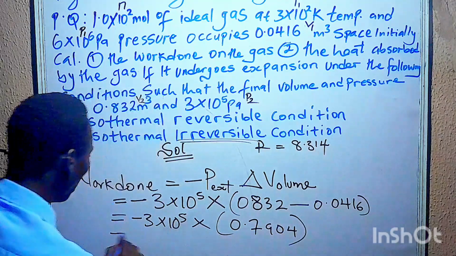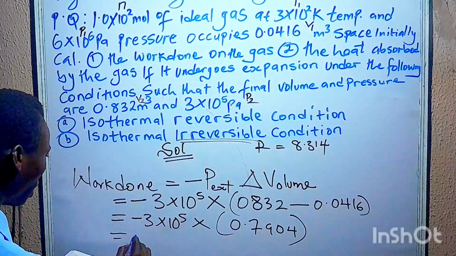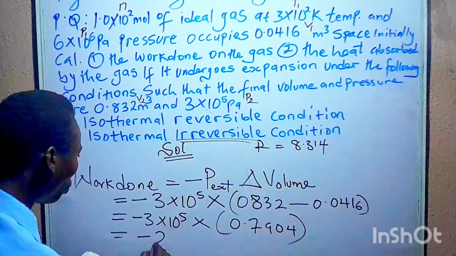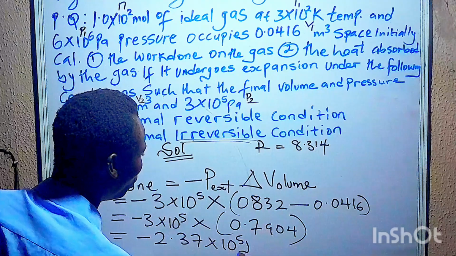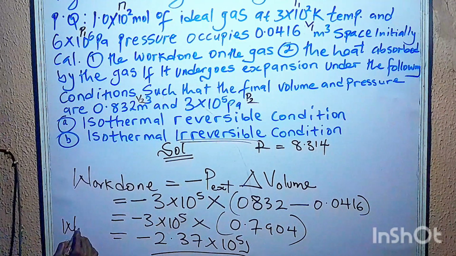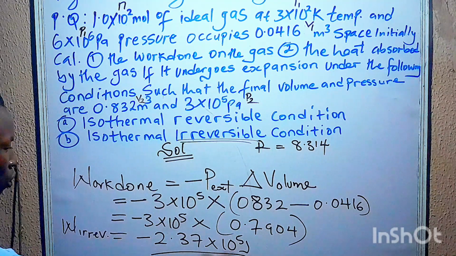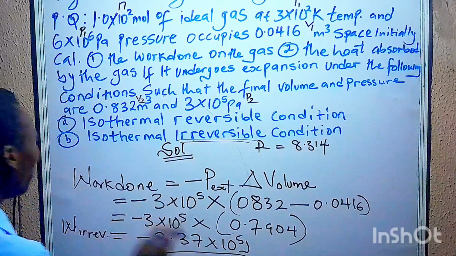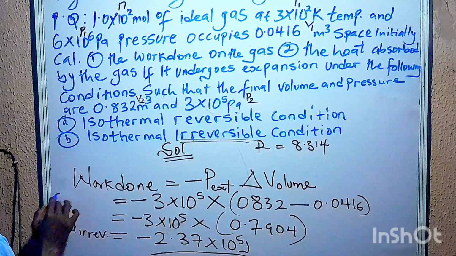0.7904. So the next thing, use this one to multiply this one here. What would that give you? That will give you negative 2.37 times 10 raised to power 5 joules. That is the value that it will give you. So the work done for the irreversible is what we have here. Now, if that is the work done, don't forget that is what we call the B Roman figure 1.